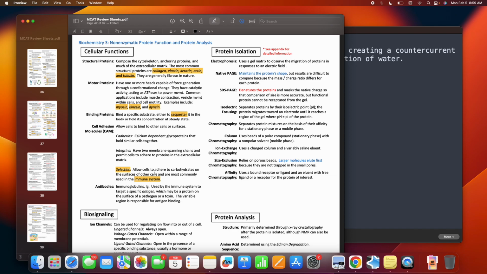Keywords for selectins are carbohydrates and immune system. For integrins, they have two membrane-spanning chains, permitting cells to adhere to proteins in the ECM, extracellular matrix.